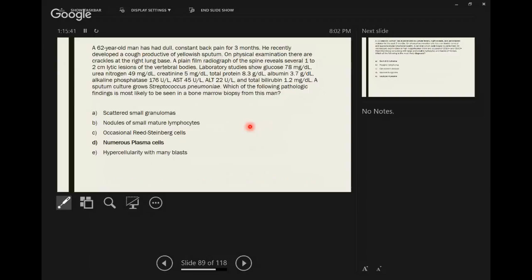Okay, so it's hard because it's a whole mess of information. What I see with this is dull constant back pain and lytic lesions in the spine is multiple myeloma because the plasma cells take over the spine. The fact that his urea and his creatinine, I don't have the values here, but his kidneys are failing. His creatinine is like 5 times what it should be. His total protein's elevated, but his albumin's normal. So they didn't give you the globulin count, but that's elevated. That's your antibodies count. And there are excess antibodies made in multiple myeloma.